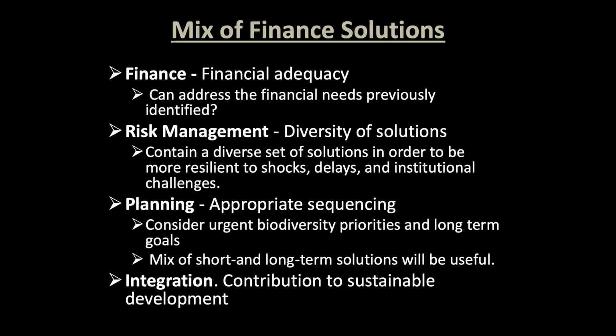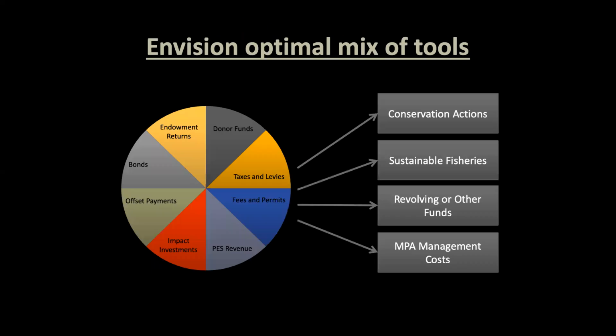Finance being, is it financially adequate, can it address the needs? Risk management, is it a diverse set of solutions that can be resilient to shocks and challenges? Planning, is the timing right? Are you going to spend 5 years developing a trust fund when you need the money today? And maybe more grant funding would be more appropriate. So mixing short and long-term solutions, and then integration. How do these finance solutions contribute to your overall goals of sustainable development?